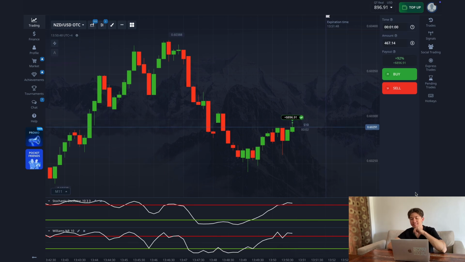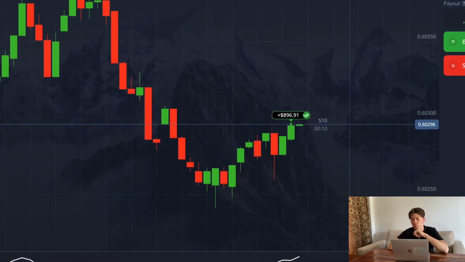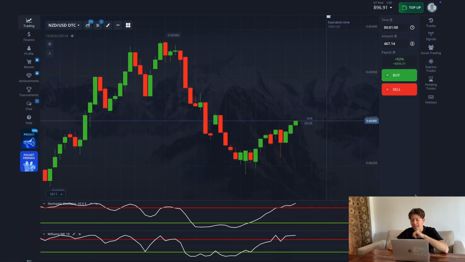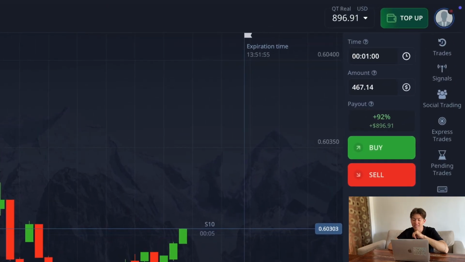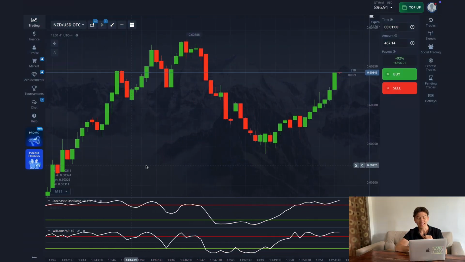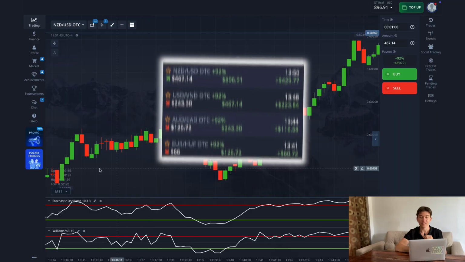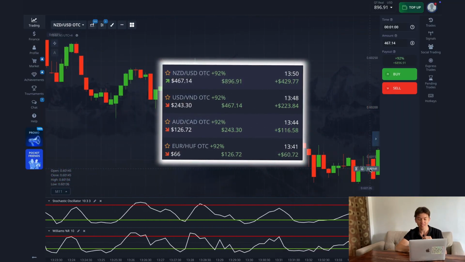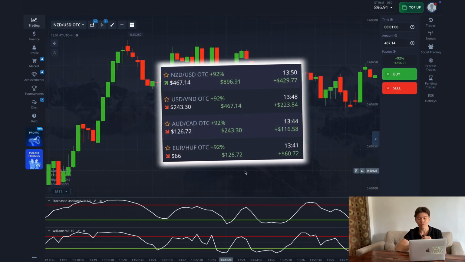The entry plays out, I lock in $429 and the balance reaches $896. Let's wrap this session up. Very solid session. My balance went from 66 all the way to $896. That is a strong result.